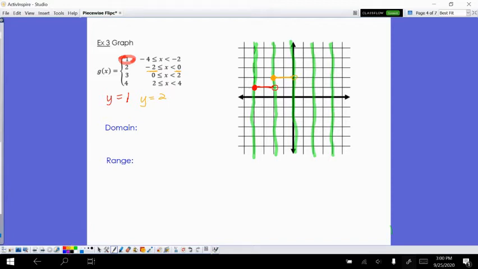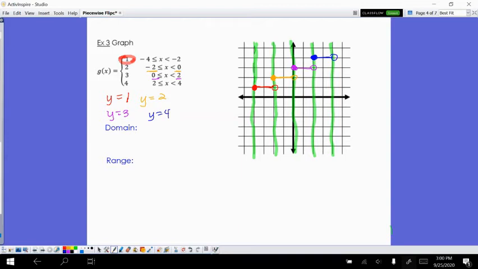Then we're on to y equals 3. Do that one in purple. Runs between 0 and 2. So at 0, we're going to include it because of the equal sign, an open circle at 2 because there is no equal sign. And then our last equation is saying y equals 4, our horizontal line at 4, between 2 and 4, so right here. And again, closed at 2 where the equal sign is, and open at 4.